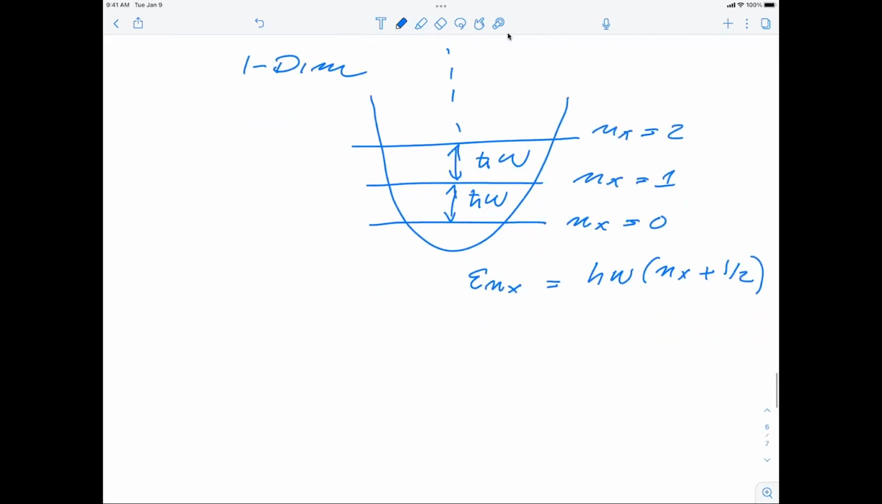Now, let's now introduce the Hamiltonian for this system. So we are dealing with one particle here.